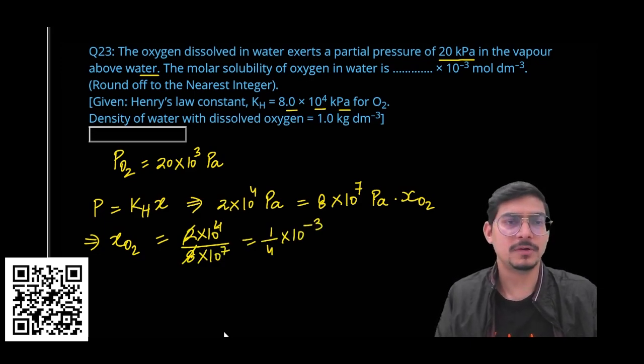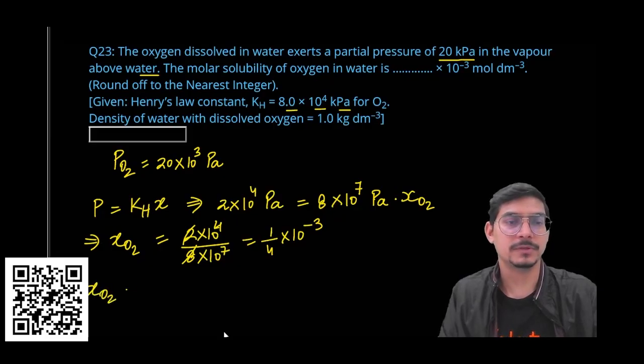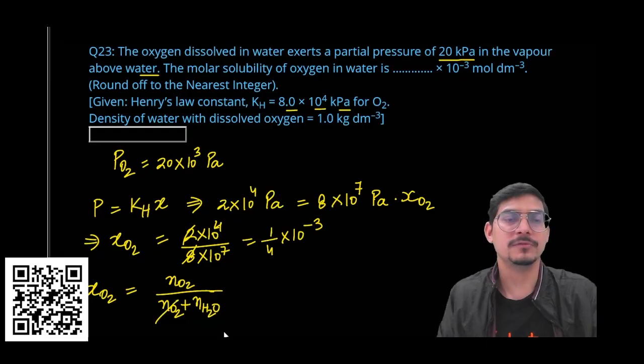The mole fraction of oxygen in water is very small. By formula, the mole fraction is equal to the number of moles of oxygen divided by the total number of moles, which means the number of moles of oxygen plus the number of moles of water. In this formula, we can ignore the number of moles of oxygen in the solution because the mole fraction itself is so small. So the number of moles of the gas will also be very small, which means that the mole fraction of oxygen can be approximated as the number of moles of oxygen divided by the number of moles of water.